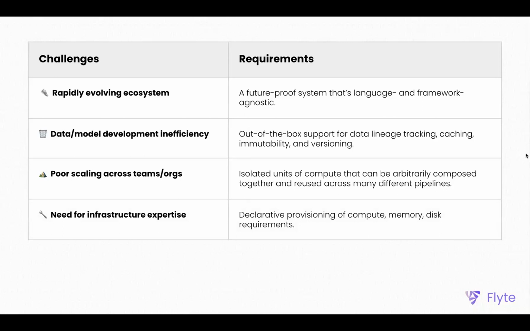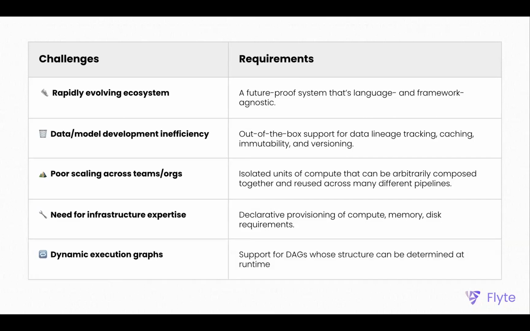For the infrastructure expertise problem, it'd be really cool to have a declarative syntax for provisioning, for requesting compute, memory, disk, infrastructure requirements. So if I need a Spark cluster or a Ray cluster or a Dask cluster, as a user, as a data scientist, I can say in my code, hey, I want this thing. And that orchestrator should say, okay, cool, I'll set it up for you, run your data processing, and then I'll tear it down for you. So you don't run a crazy AWS bill.